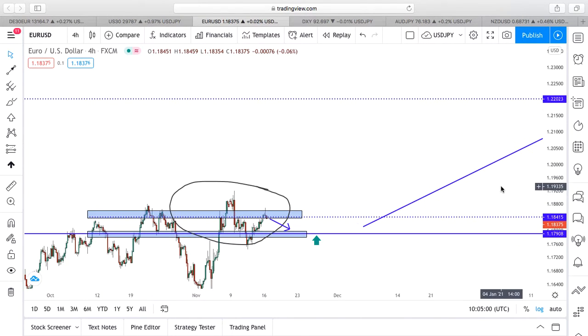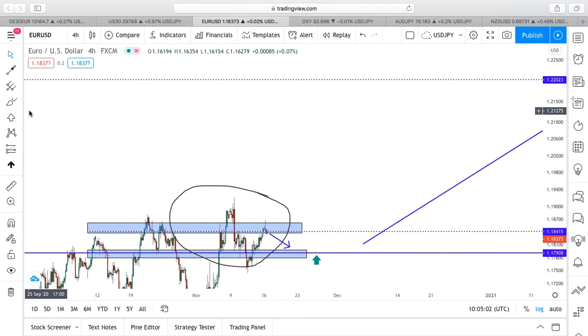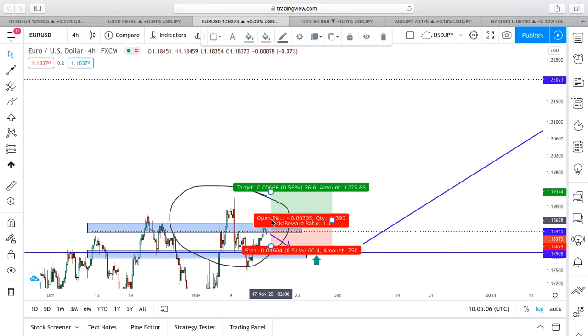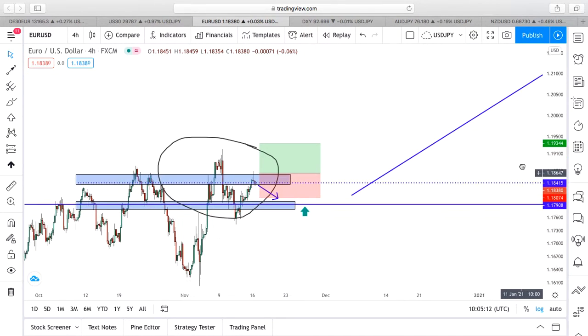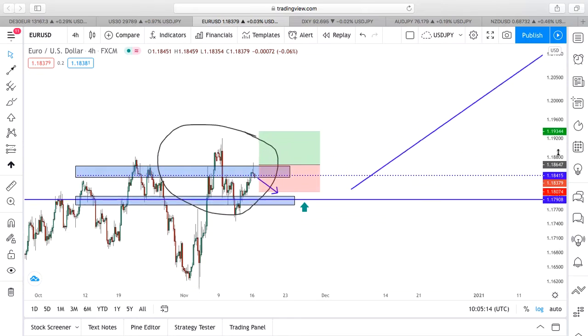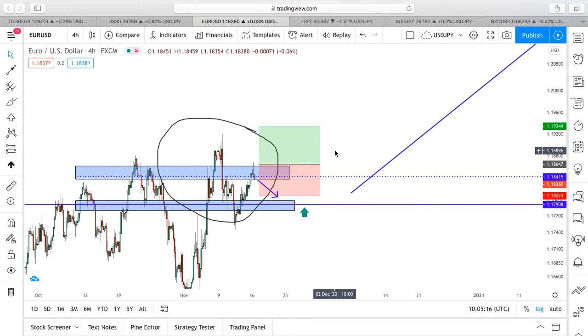So once that does happen, we can look for a buying opportunity just above this zone here. So let's just say we were to buy at this level once price has closed above. Now, where would you put your stop loss in this example? Just think about that for a second, right?